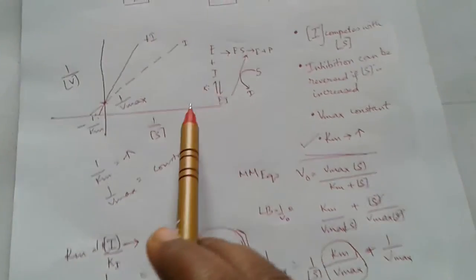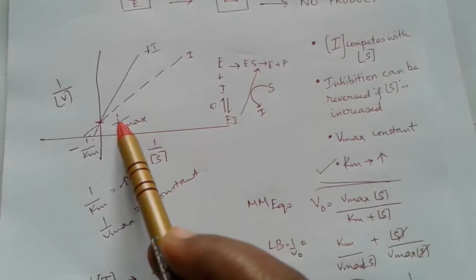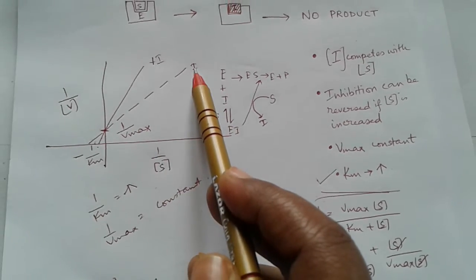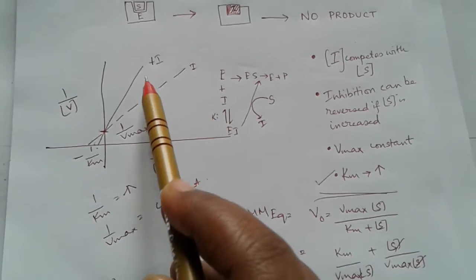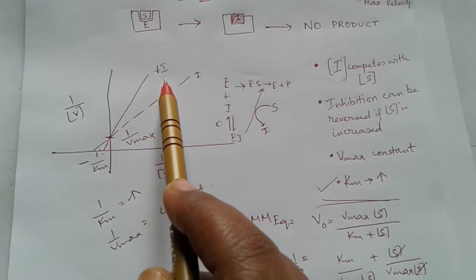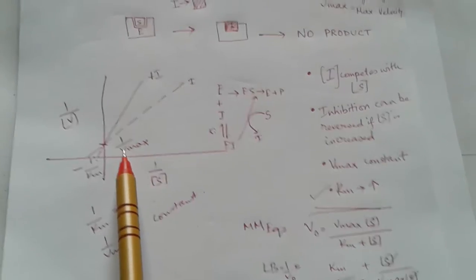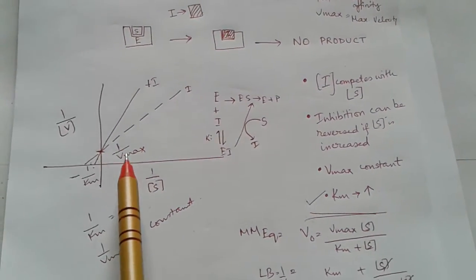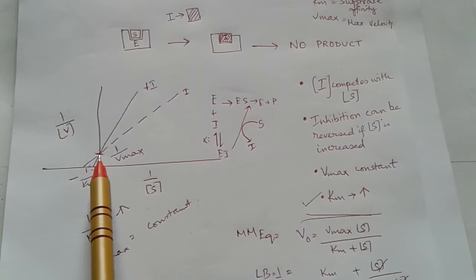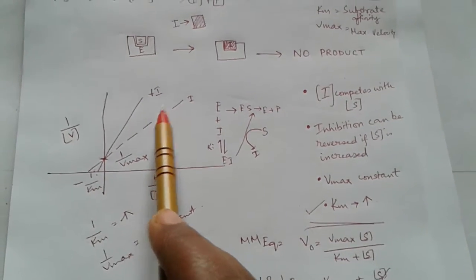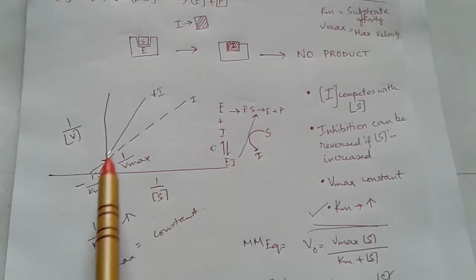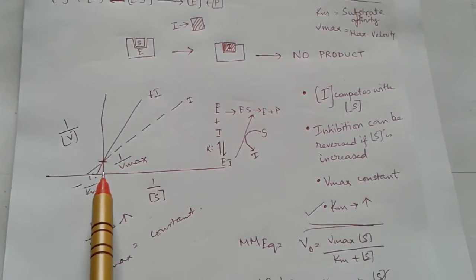So if we go to the plot, we can see this dashed line is without inhibition and this solid line is with inhibition. So as we already know that the Vmax remains constant, which is denoted by this, and the Km here increases, so 1 by Km decreases in this case.